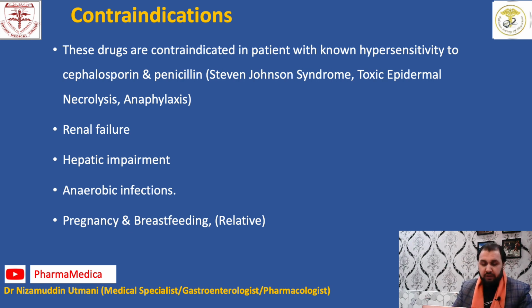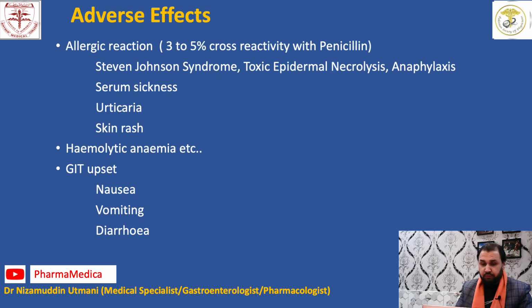Renal failure, we can give, like hepatic impairment, we can give, anaerobic infection, we can give. We can also give these drugs in pregnancy. Ceftriaxone, you can give in the second and third trimester. Cefixime, which is an oral third generation, we can give in the first trimester, even in the second and third trimester. Some other adverse effects are Stevens-Johnson, serum sickness, urticaria, rash, hemolytic anemia, nausea, vomiting, and so many others.